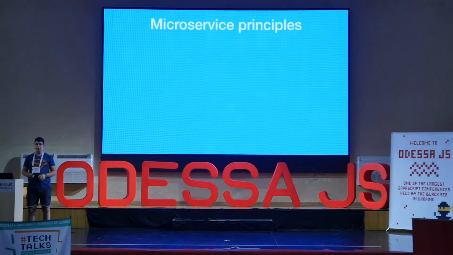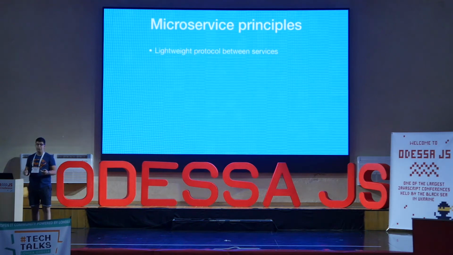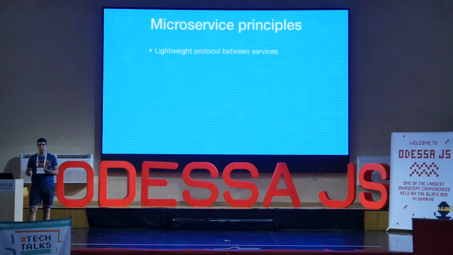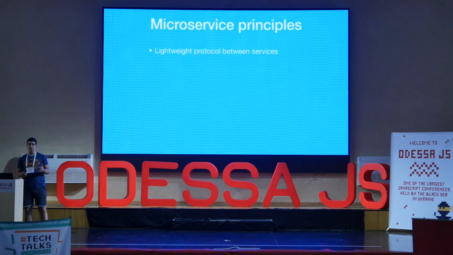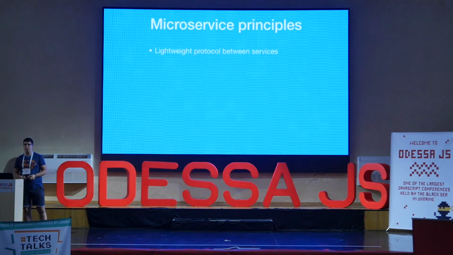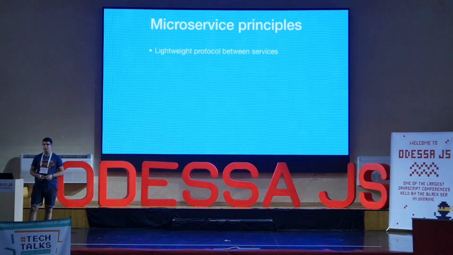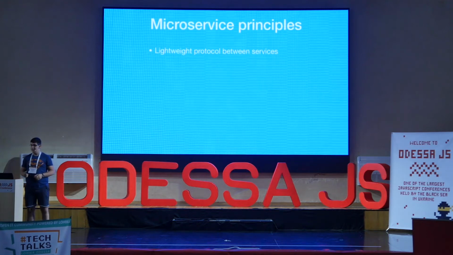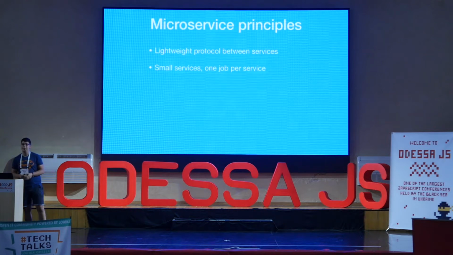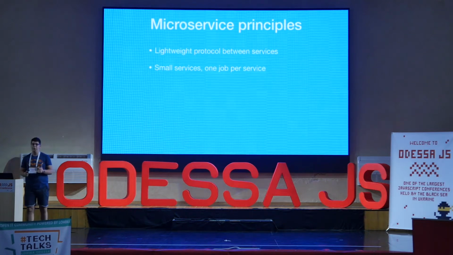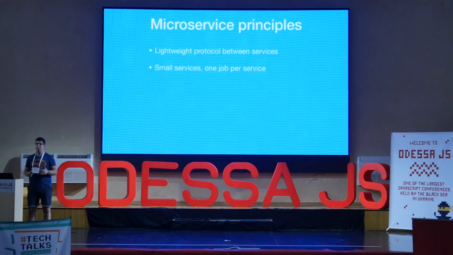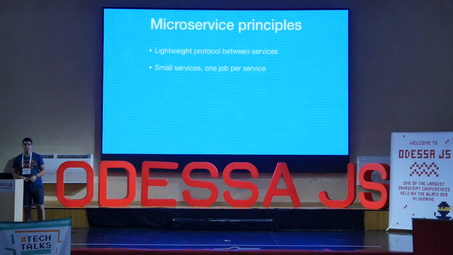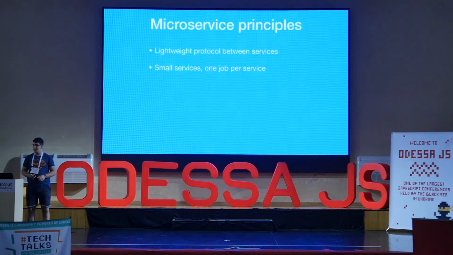So some microservice principles are, we want a lightweight protocol between services, so something that's small, fast. People usually go with REST API and using HTTP protocol. I also recommend using an event bus and some async event-driven services. Then you want to have small services, and we want to have one job per service, which will allow you to develop them faster, test them, and easily onboard new people.